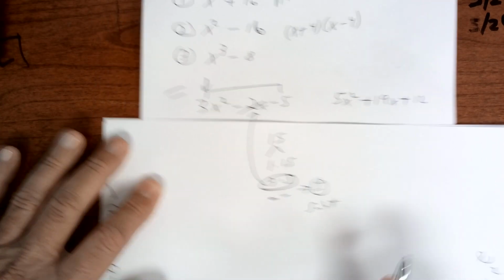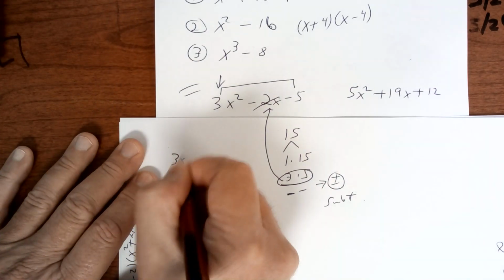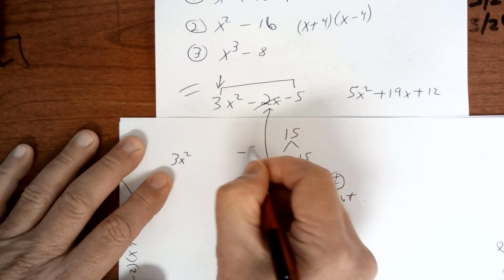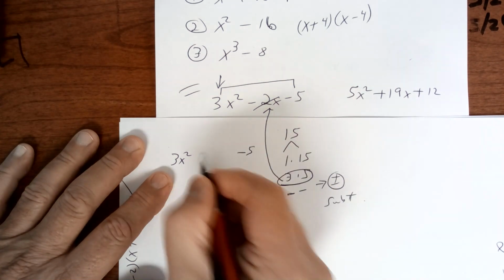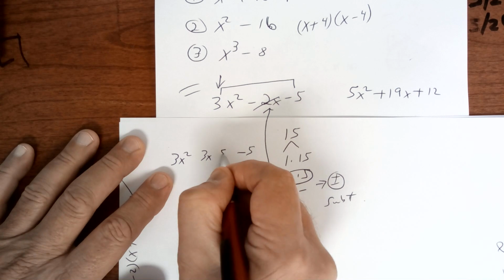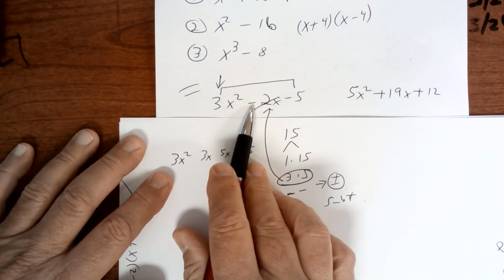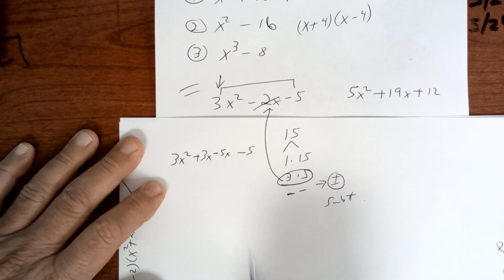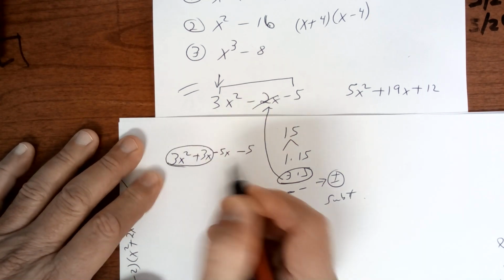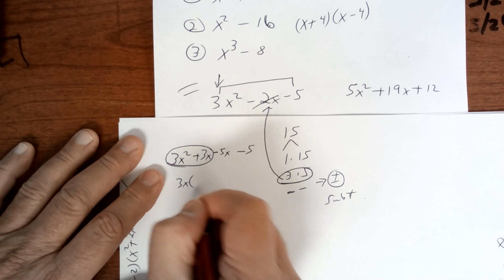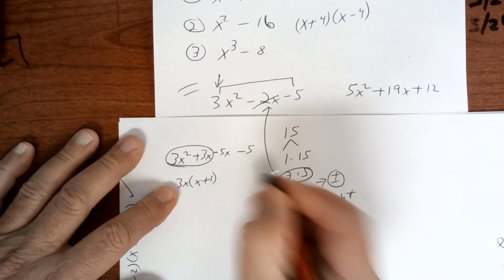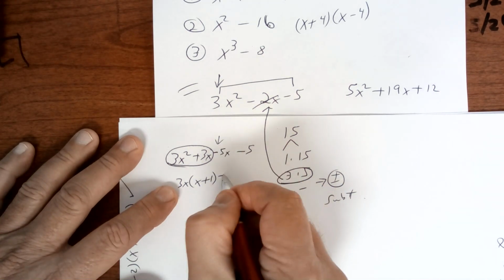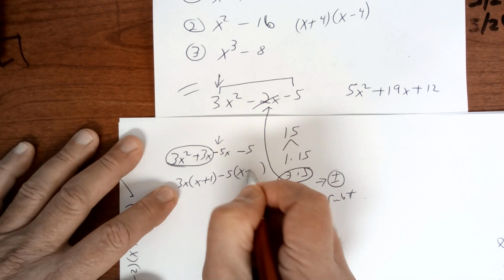So you're going to rewrite the first term. You're going to rewrite the last term. And in the middle, you're going to substitute a 3x and a 5x. Since you want a minus, you're going to put the minus with the bigger one. And then here, you're going to do group factoring. So you're going to take out a 3 and an x, and you're left with x plus 1. Here, you're going to take out a negative 5, and you're left with the x plus 1.